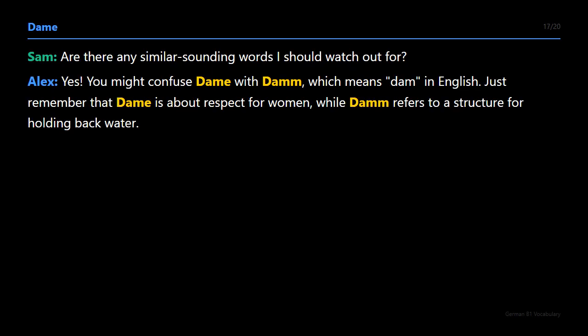Are there any similar sounding words I should watch out for? Yes. You might confuse Dame with Dam, which means dam in English. Just remember that Dame is about respect for women, while Dam refers to a structure for holding back water.